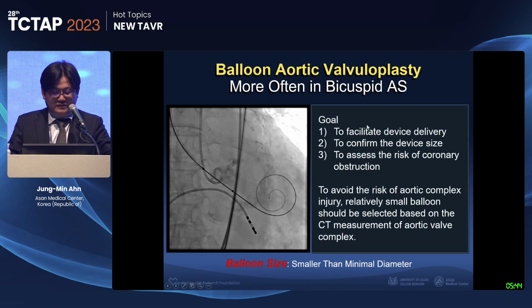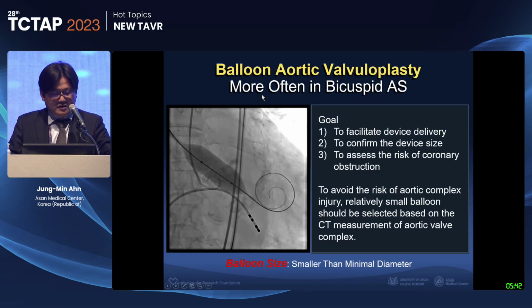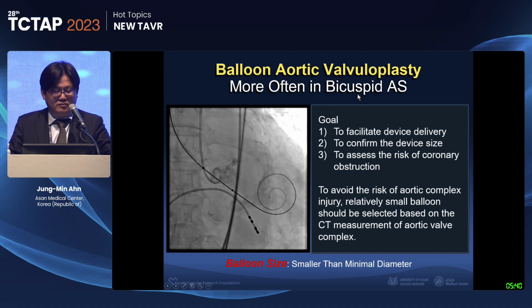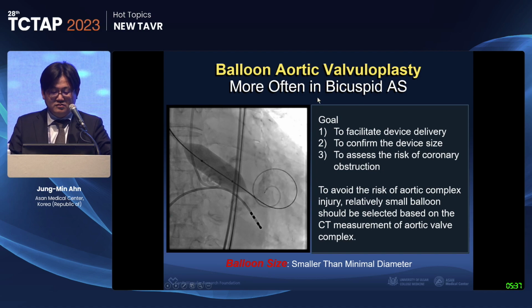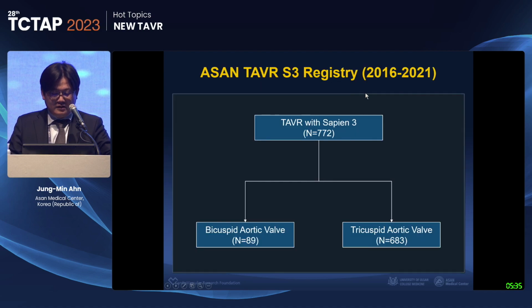but we still need to establish how to decide the appropriate valve sizing. Balloon angioplasty was performed more frequently in bicuspid aortic valve than in tricuspid aortic valve disease. So I'd like to introduce our experience.